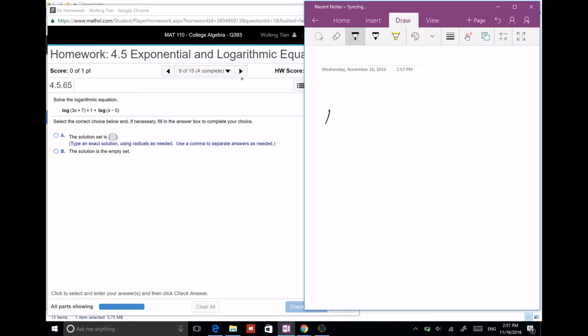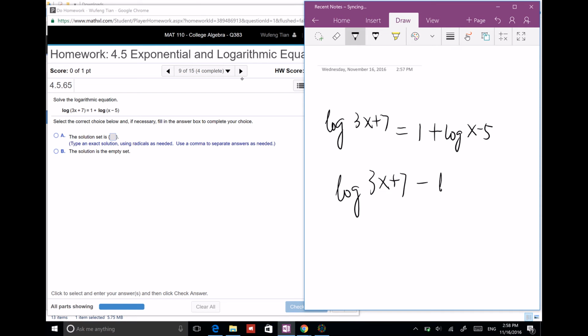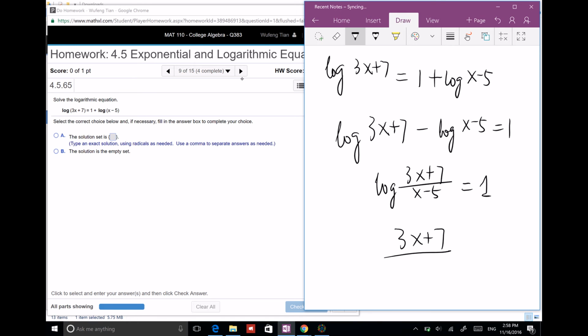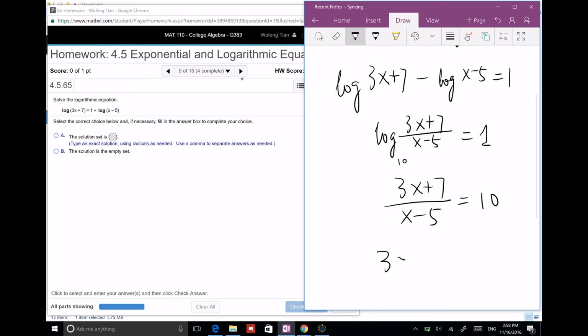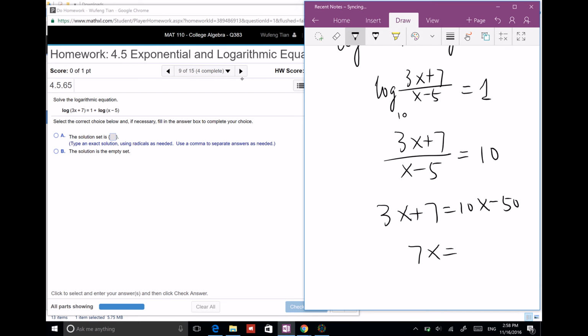Now this one is log of 3x plus 7 equals 1 plus log of x minus 5. So you can switch that: log of 3x plus 7 minus log of x minus 5, which is 1. So you have log of 3x plus 7 divided by x minus 5 equals 1. So now what you got is 3x plus 7 over x minus 5. Log is base 10, so it's 10 to the power 1, which is 10. So solve for that. 3x plus 7 equals 10x minus 50. So you can solve: 7x equals 57. x equals 57 over 7.